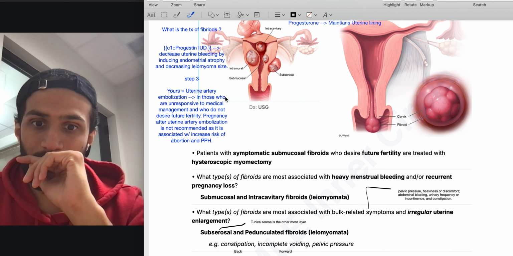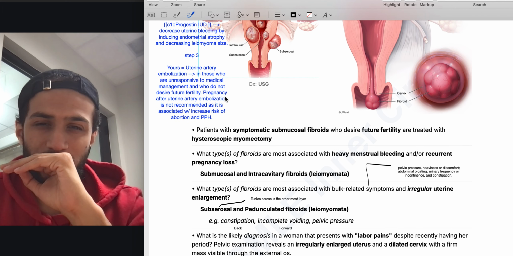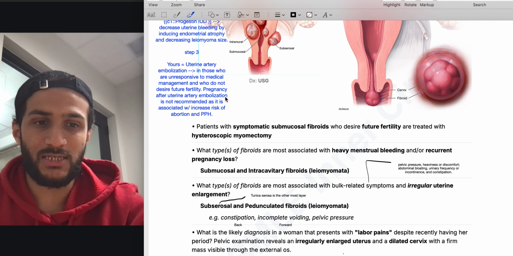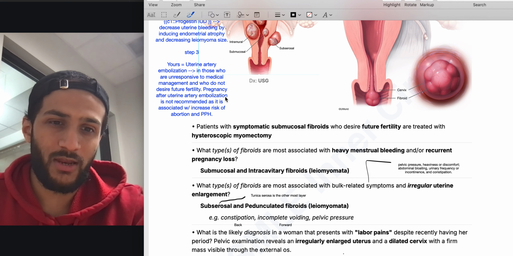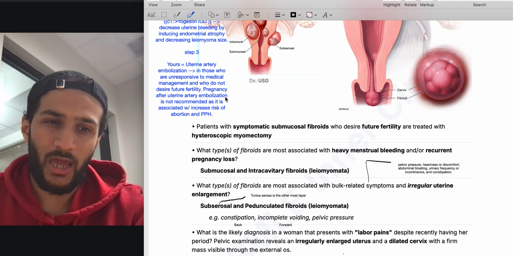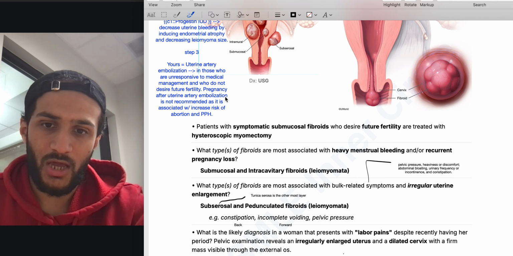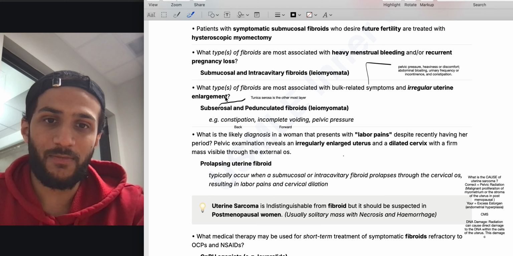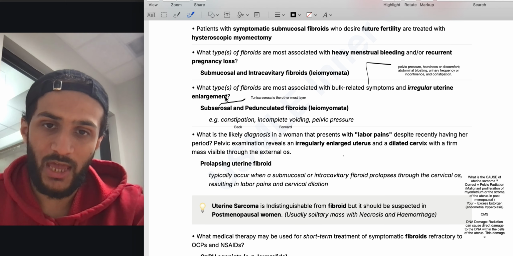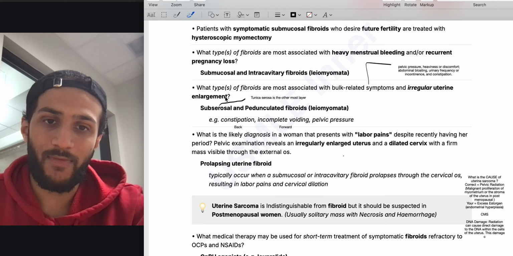Okay, and then what is going to be the diagnosis in a woman with labor pains despite recently having her periods? Pelvic examination shows an irregularly enlarged uterus with dilated cervix with a firm mass visible through the external os. So this is going to be what type of fibroid? This is a bit tricky. It's going to be a prolapsing uterine fibroid. These are typically intracavitary fibroids that prolapse to the cervical os, and that is going to be the labor pains and the cervical dilation.